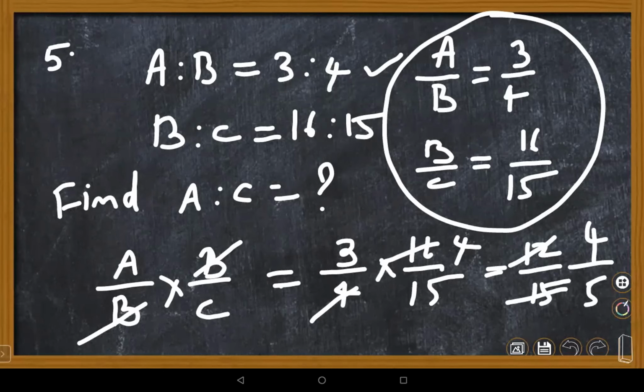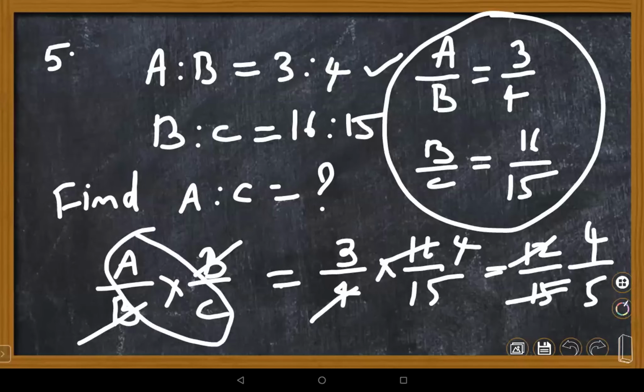Any doubt here, children? I just multiplied the two ratios together to get A is to C. Remember only that B cancels, the common part is over.